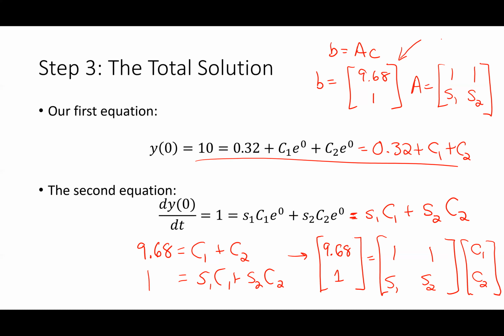2 by 1, yeah. Right, this is a column vector. This guy's 2 rows, 1 column. What about this guy? 2 by 2, 2 rows, 2 columns. Okay, what's C, the solution vector? 2 by 1, 2 rows, 1 column.